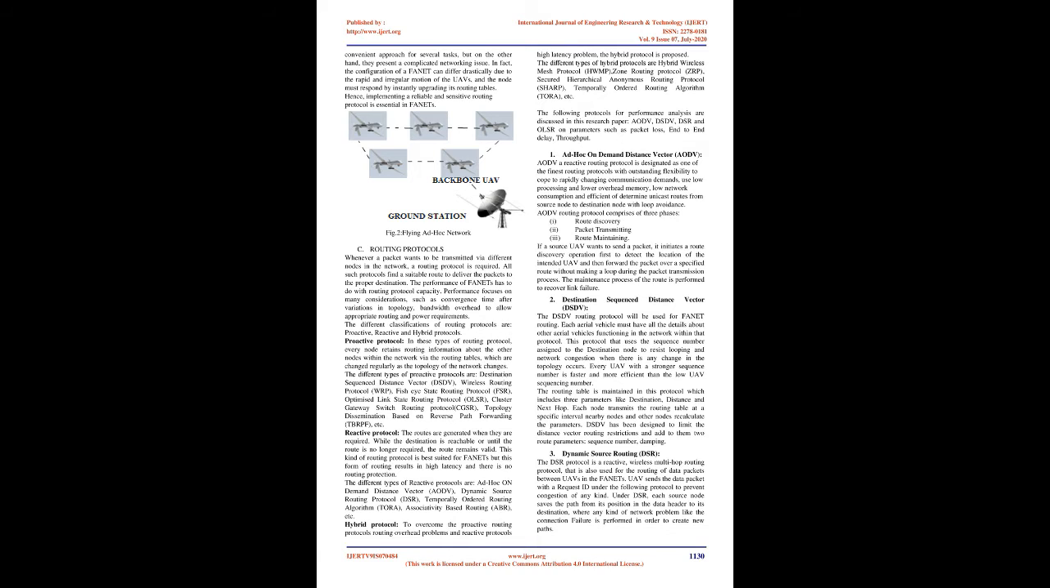Each FANET node has to be fitted with powerful hardware to communicate with a ground server or satellite for improved service. A further difficulty in FANETs is accuracy in communication. FANETs do not have a core infrastructure, so they are very durable against individual threats or network breakdown. Furthermore, as these networks need no external assistance, they can be deployed easily anywhere. On the one hand, these features make FANETs the most convenient approach for several tasks, but on the other hand, they present a complicated networking issue. In fact, the configuration of a FANET can differ drastically due to the rapid and irregular motion of the UAVs, and the node must respond by instantly updating its routing tables. Hence, implementing a reliable and responsive routing protocol is essential in FANETs.